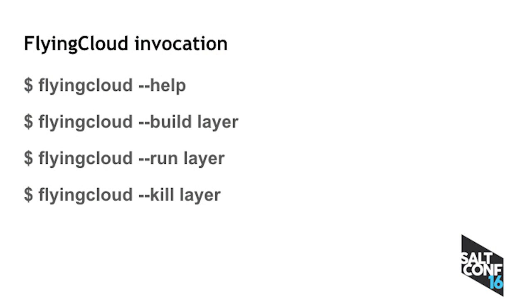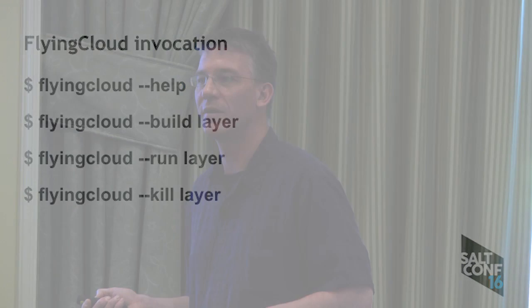How you invoke FlyingCloud is fairly simple. There are a bunch of other options besides these that allow you to push and pull images and set various debugging options. But essentially, you can build a layer, you can run a layer. This is for the dev workflow: if you're on your dev box and you want to run this thing and then connect to it, you can do that. And then you can kill the layer. FlyingCloud manages the workflow, it knows which containers are running and which layers they're based on. So you don't have to remember all these weird Docker commands as a developer.